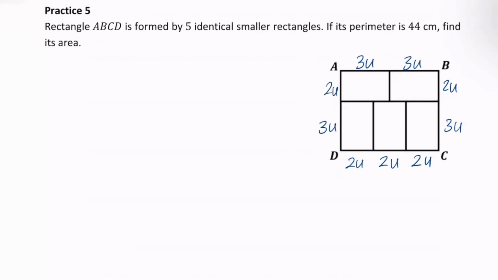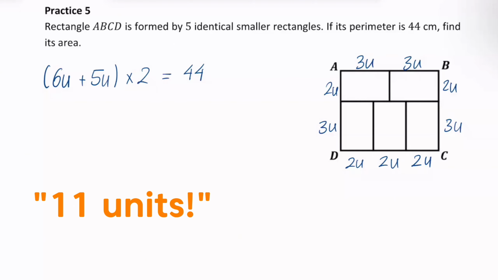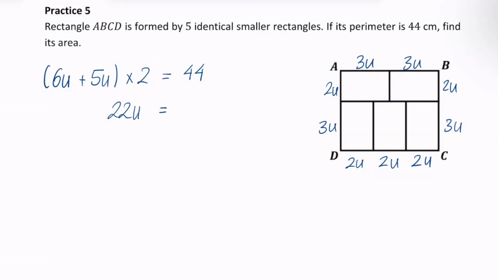What is the length of rectangle ABCD? The length is 6 units. Okay, 6 units, yeah? 3 plus 3, 6 units. How about the breadth? How many units is the breadth? 5. And then remember, times 2, this is equal to 44. Okay, 6 plus 5 is equal to? 11 units. 11 units times 2, 22 units is equal to 44. That means 1 unit is equal to 2.